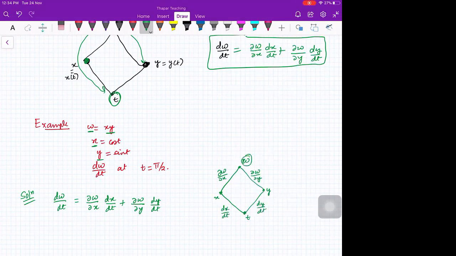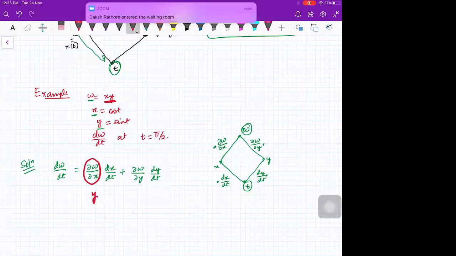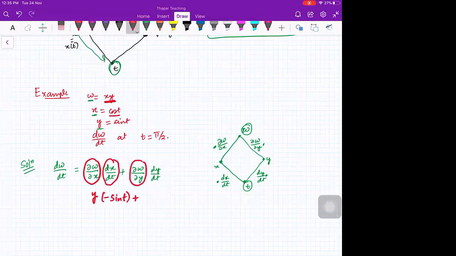So your dw by dt will be this into this plus this into this. All the branches you will sum. So here curly w by curly x is, can you tell me what is the partial derivative of w with respect to x? Treat y as a constant. So this is y. What is dx by dt? Minus sin t. Plus curly w by curly y will be x into dy by dt, which is cos t. So this is, you put the value of y, which is sin t, so this is minus sin square t, plus put the value of x, which is cos t, plus cos square t.